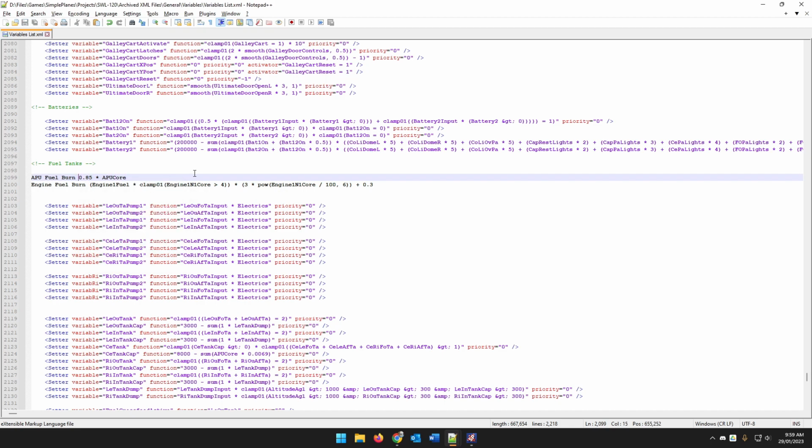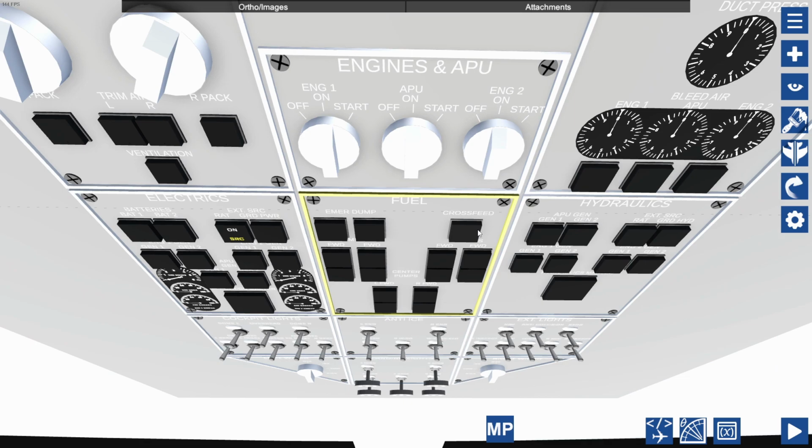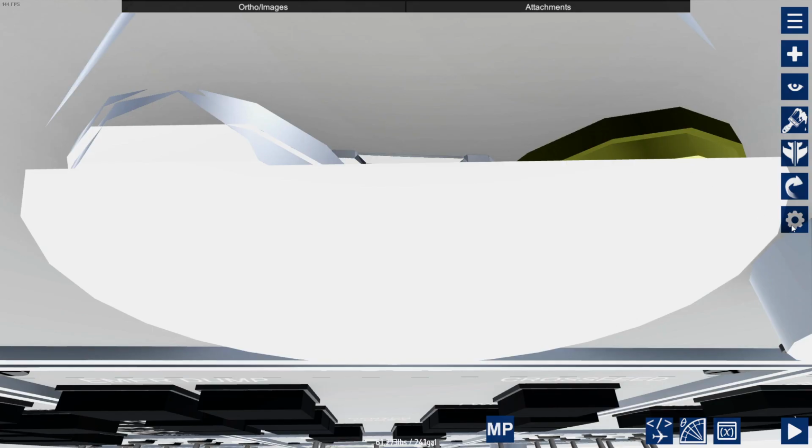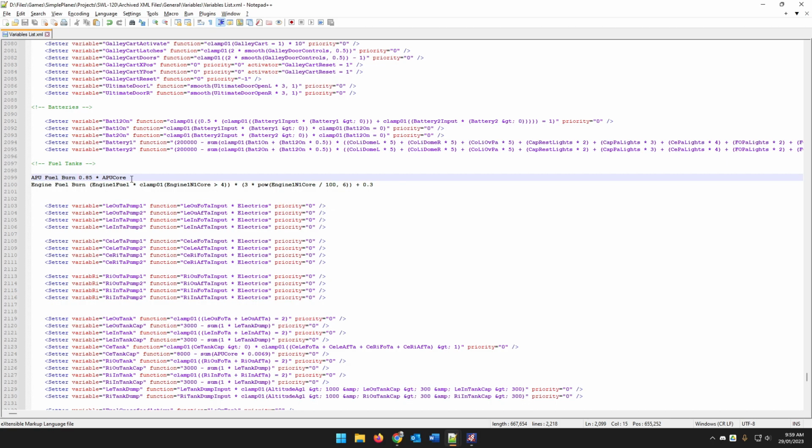Actually, no, I'll just change something else, because that will mean it's always drawing fuel even if you turn the APU master switch off. What switch is this? APU dial. Of course it would be APU dial. Okay, APU dial has to be greater than 0, so it could be 1 or 2. I can just put a clamp 1 around that. And that is the code for the APU fuel consumption.